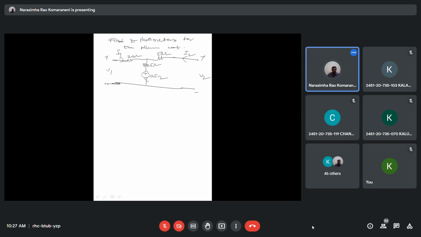Okay, this is also similar to the previous problem. No? Just if you write the two KVLs, input KVL and output KVL, you will get the answer. Yeah. Can anybody read out these basic equations for the Z parameters? First. Hello. One of you please read it.